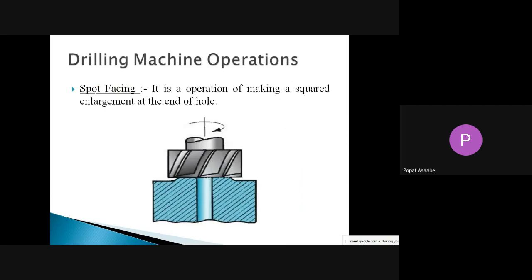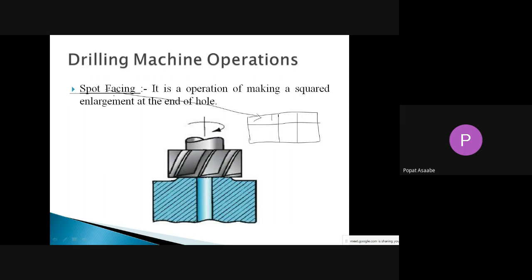Okay, then the spot facing operation. What is meant by the spot facing operation? Again, it is similar. In the spot facing operation, we can make the enlargement of the hole at the top, at the end of the hole. We can make the enlargement, but that enlargement will be square. Suppose this is the workpiece, and in that workpiece we have already produced one hole, and suppose we want to make spot facing in this hole at some portion of the hole at the end.